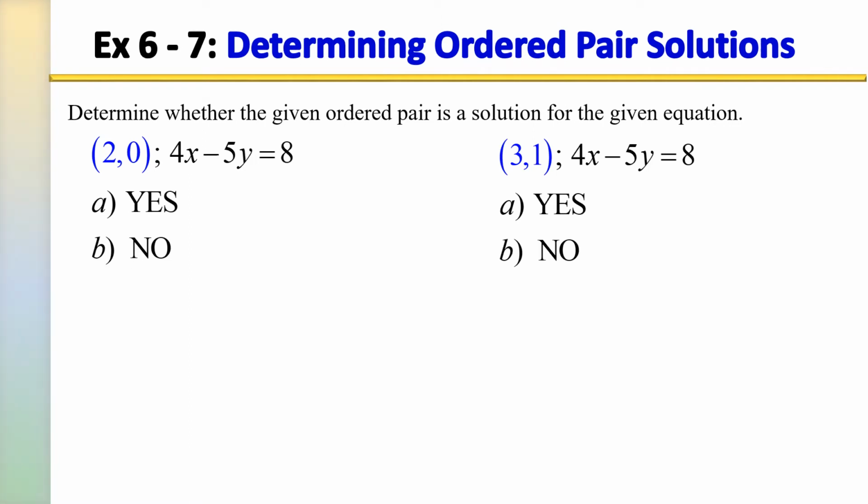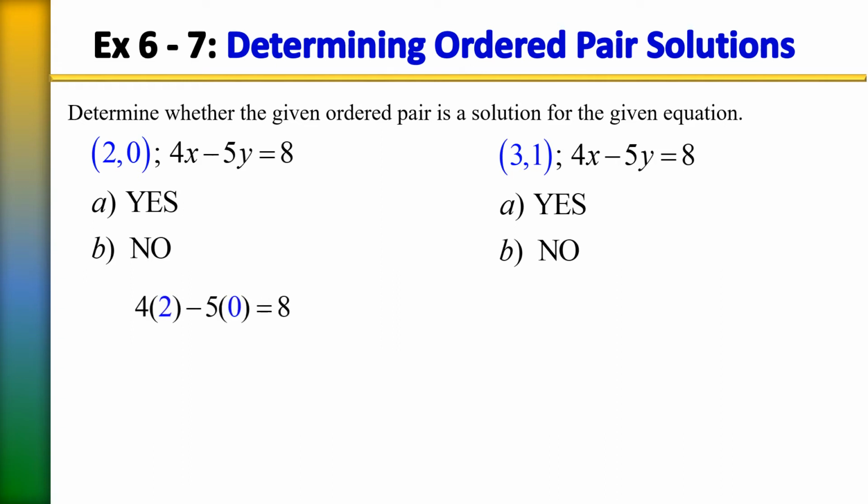In this example, we're going to determine ordered pair solutions. Determine whether the given ordered pair is a solution for the given equation. So we're given the equation 4x minus 5y equals 8. And we're given the first ordered pair of 2, 0. So we're going to plug in a 2 for x and a 0 for y. We want to plug it in and see if we're left with a true statement.